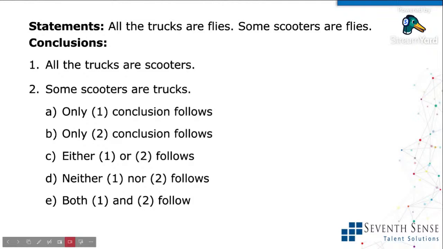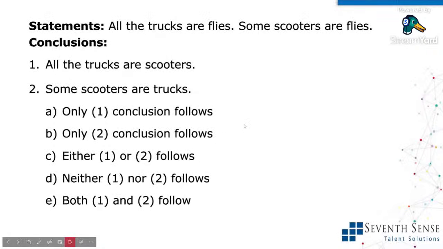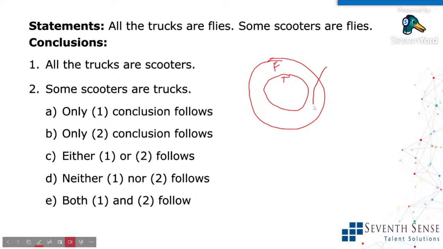Okay, good. So let us try this question. All the trucks are flies. I know it is impossible to change our trucks to flies, but we have to do this. All trucks are flies. Some scooters are flies. So what do you have to do? Take an intersection only for this part and name it as scooters. Some scooters are flies.